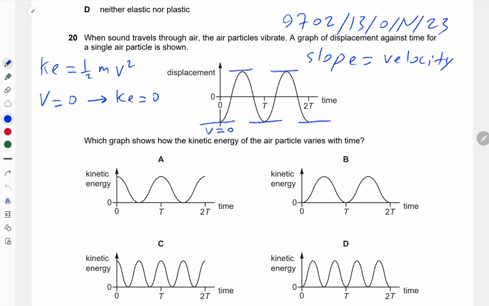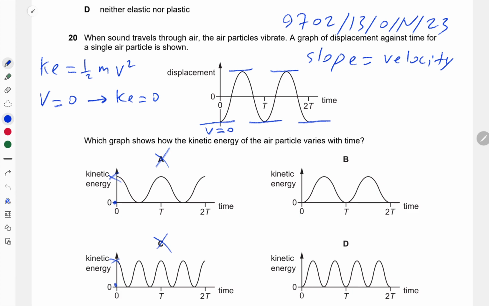So if you look at the options, you can see that in A and C, kinetic energy is maximum at time equals 0. Here kinetic energy is maximum, here kinetic energy is maximum at time equals 0, which means A and C are eliminated. Now let's check B and D.